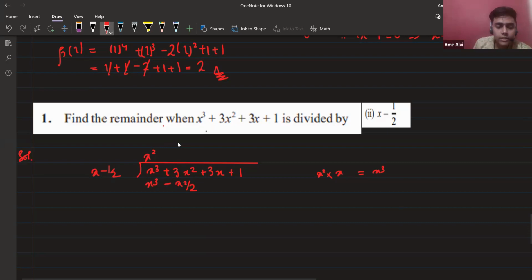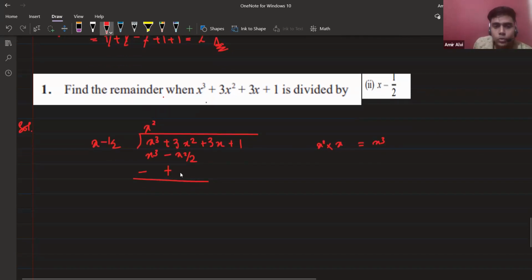It will occupy less space. Minus sign will be there. This is a negative sign, and negative into positive is negative. When we are subtracting, it will change its sign. Clear? This will get cancelled. So 3x square plus x square by 2.